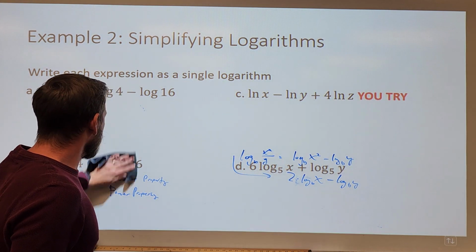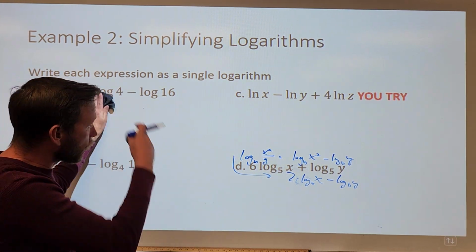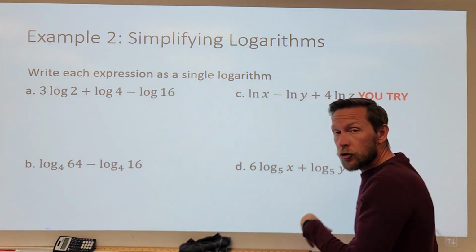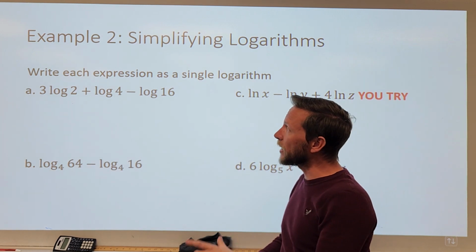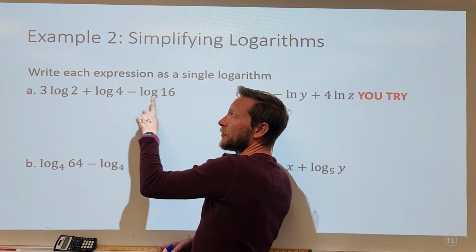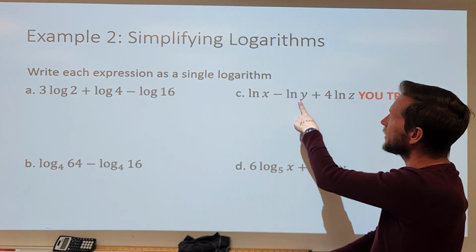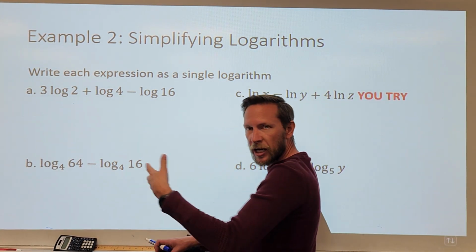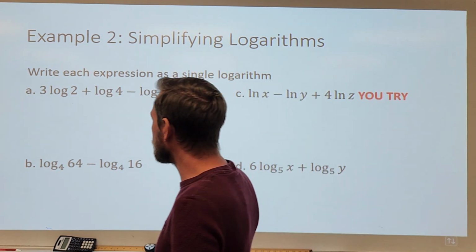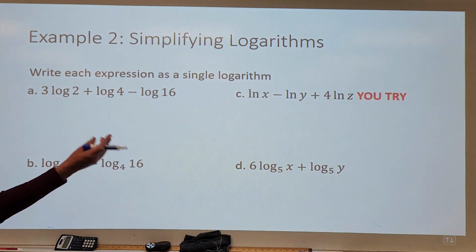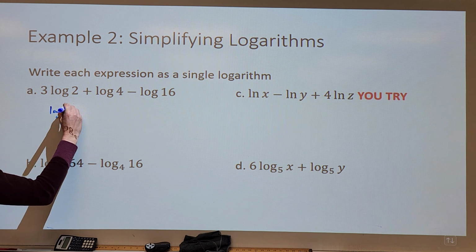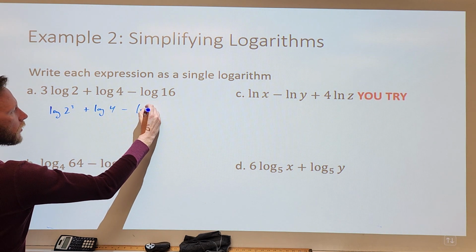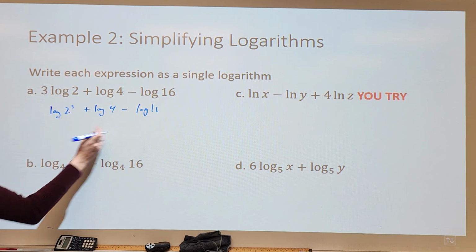So what we're going to try to do is take these separated logs in example 2 and try to put them together if possible. Now what we should do to make sure that we can combine these is we have to have the same base. So here I've got base 10, base 10, base 10. This one's good. This is base E, base E, base E. We're good. Base 5, good. Base 4, base 4. Okay, so I can combine these logs into a single logarithm. And so this is going to be the log of 2 cubed, the log of 4, and the log of 16. Again, we're going to work left to right here.